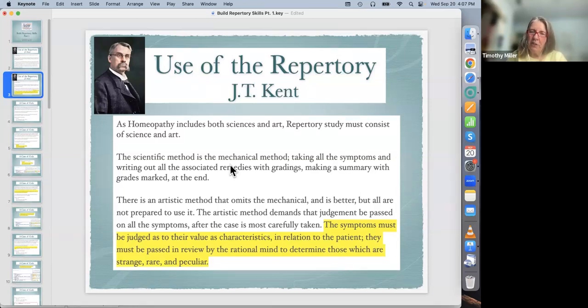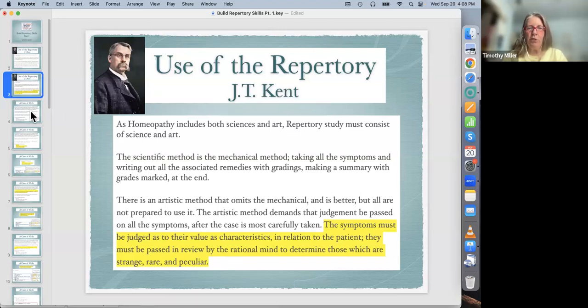He goes on: there's an artistic method that omits the mechanical and is better, but all are not prepared to use it. The artistic method demands that judgment be passed on all the symptoms after the case is most carefully taken. And here's my emphasis: the symptoms must be judged as to their value as characteristics in relation to the patient. They must be passed in review by the rational mind to determine those which are strange, rare, and peculiar. So this is Kent's summary of the importance of certain kinds of symptoms in our case taking.